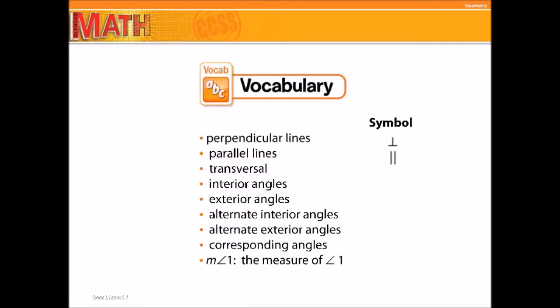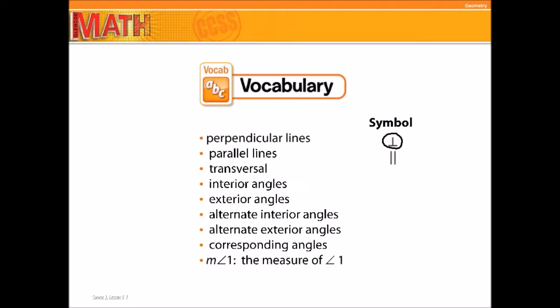First, let's take a look at the vocabulary that we will cover for this lesson. Perpendicular lines are two lines that, when they intersect, form 90-degree or right angles. This is the symbol for perpendicular. It's an upside-down capital T.